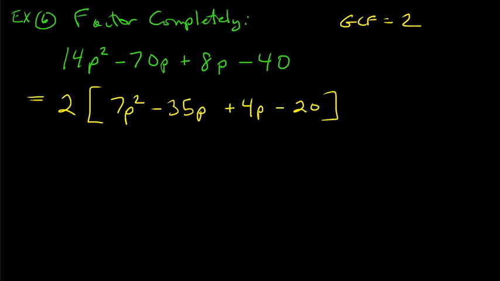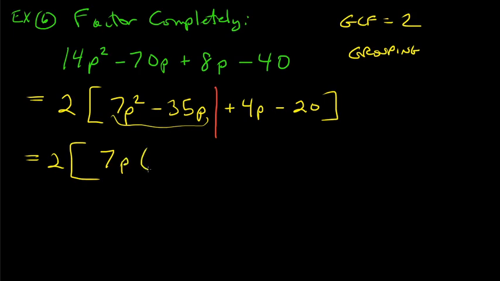Great. So now we split this into 2 and 2. Now we do grouping. Ignore the 2 on the outside. That's the GCF, we're done with that. From the first 2 terms here, we can factor out both a 7 and a p. So when you divide by 7p, you just get p minus 5. From the last 2 terms, you can factor out a 4. Divide by 4, you get p minus 5.